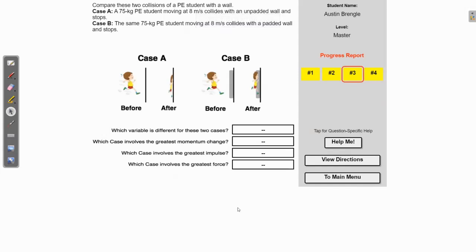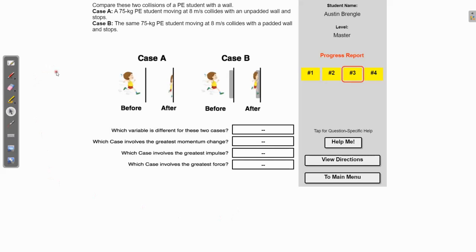Bringle, and today I'm going to be going over the impulse and force case study concept builder on the physicsclassroom.com. So for this one, you only have to do the master level. You do not have to do wizard, so it's just 4 questions here. But this is some really good thinking through momentum and impulse and force and how they're all related.